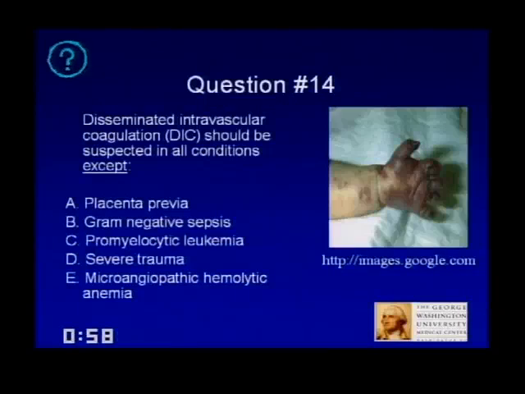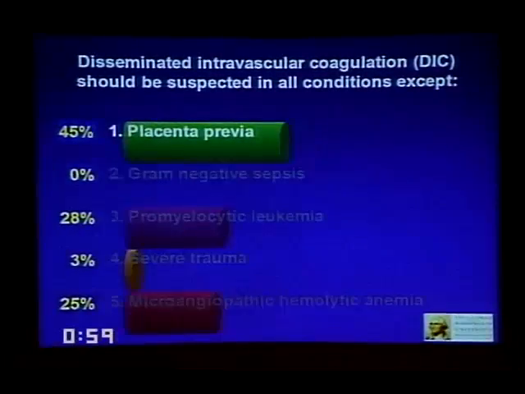Okay, a question about disseminated intravascular coagulation and basically the causes of DIC. DIC should be suspected in all of the following conditions except: A, placenta previa; B, gram-negative sepsis; C, promyelocytic leukemia; D, severe trauma; and E, microangiopathic hemolytic anemia. The plurality has the correct answer. It's placenta previa.